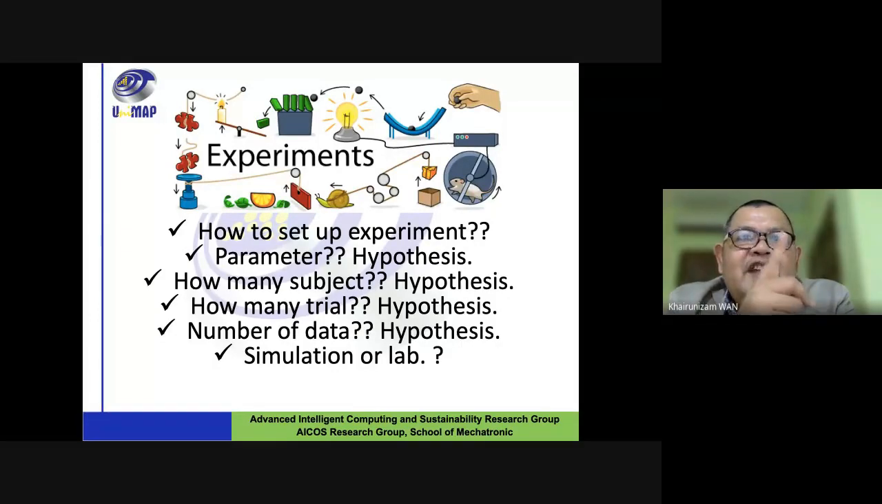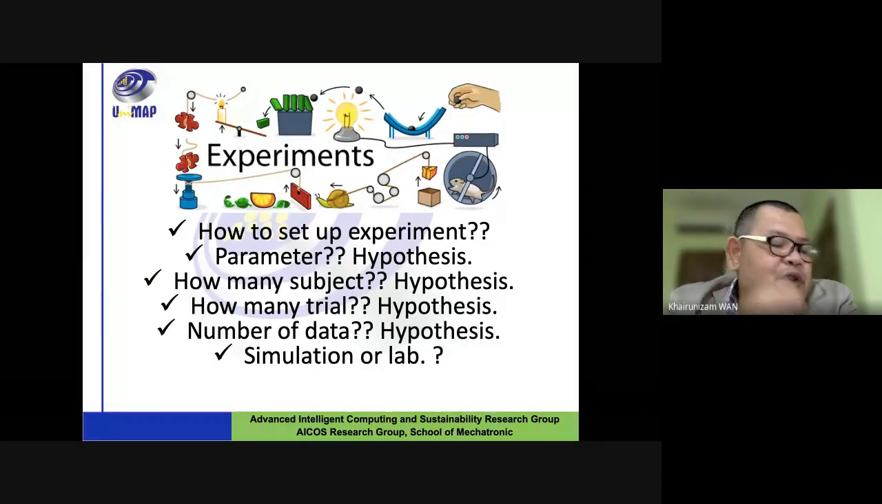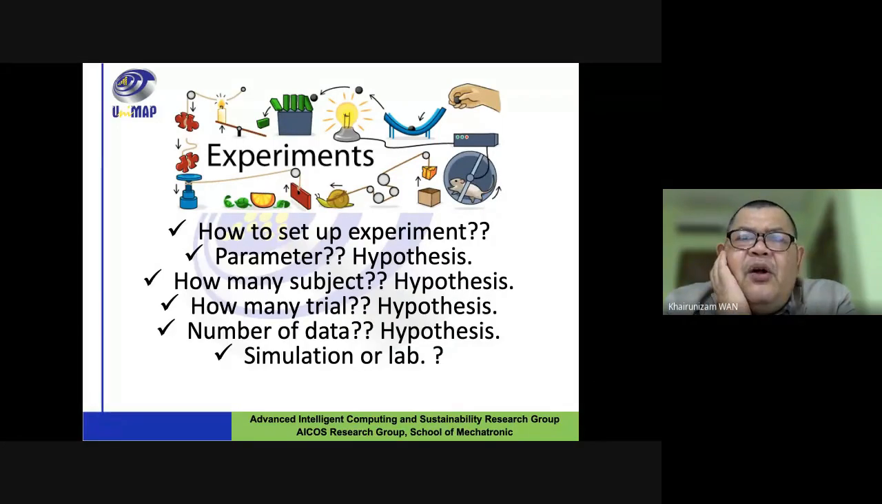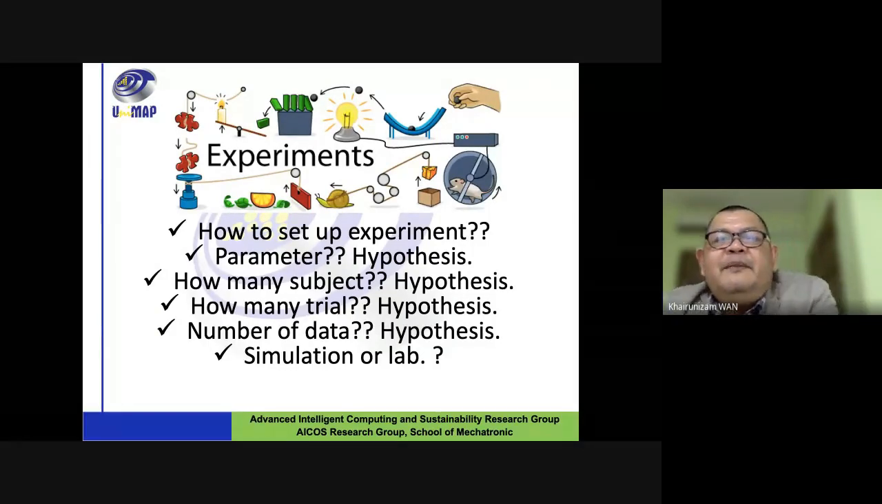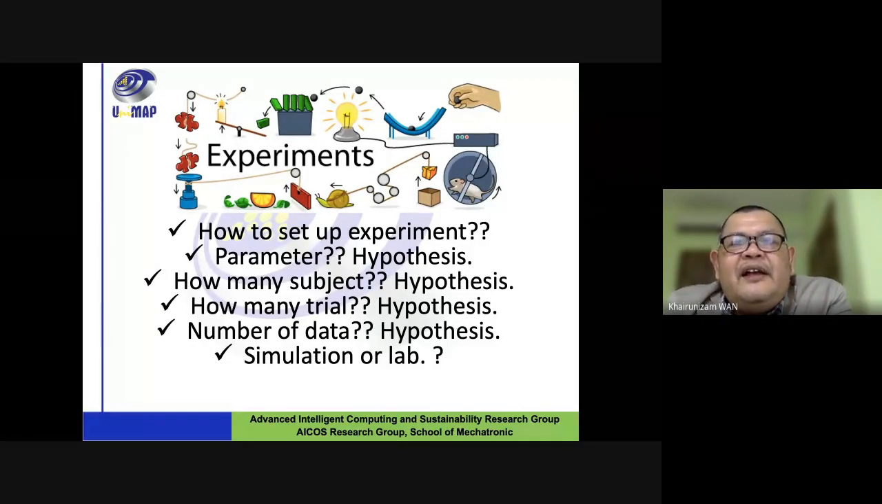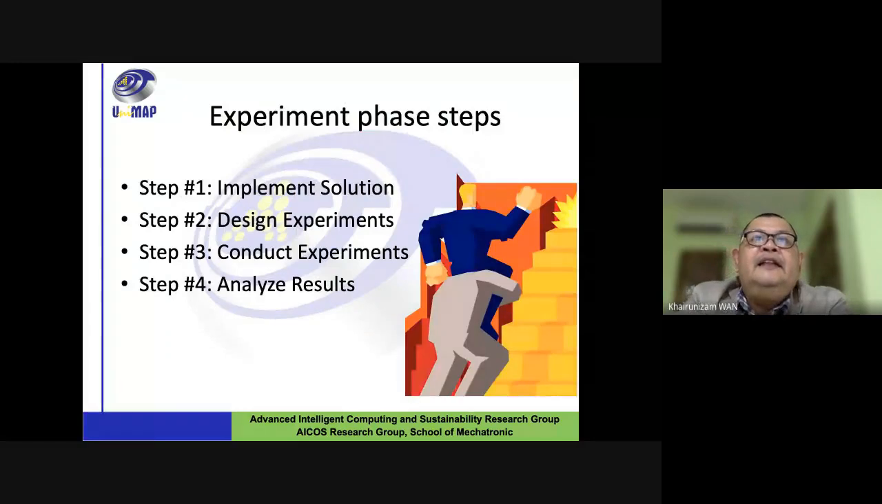How many trials for data collection? How many trials for one subject? How many trials do you want to collect data? Also decided in the hypothesis. Number of data also decided in the hypothesis. Simulation or laboratory also decided in the hypothesis. So in the experiment, most of the parameters, most of the conditions are clear already because you have already decided in the hypothesis space.